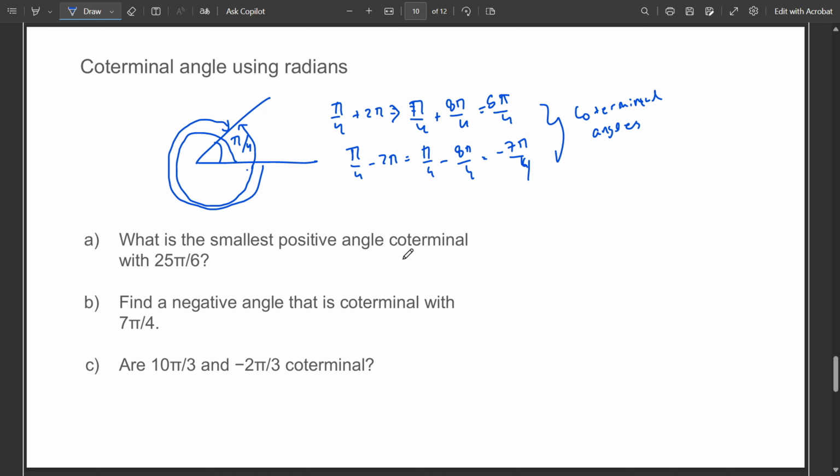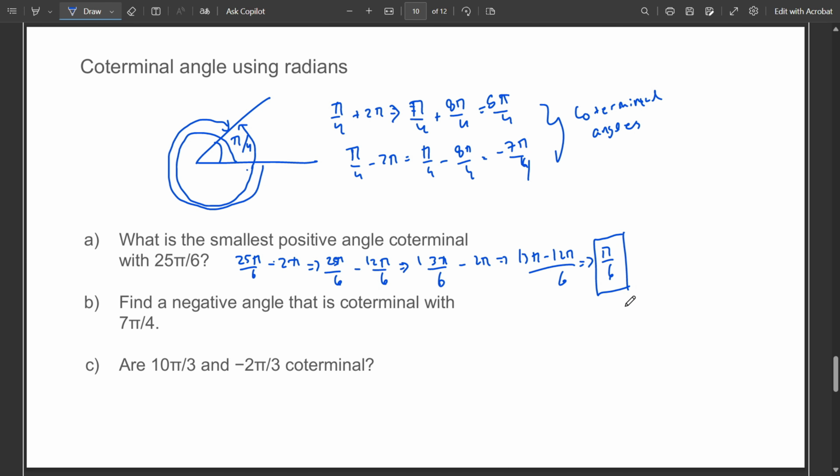And what is the smallest positive angle coterminal with 25 pi over 6? Well, 25 pi over 6, we have to minus 2 pi, okay? And we have 25 pi over 6 minus 12 pi over 6. We will have 13 pi over 6. If we minus 2 pi again, we will have 13 pi minus 12 pi over 6. We would have pi over 6. If we minus 2 pi again, we will get a negative. So this is the smallest coterminal angle. It's pi over 6.